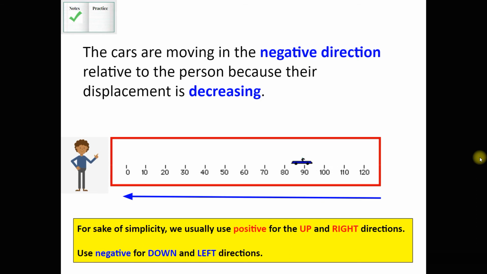Also in your notes, for the sake of simplicity, like I just said a minute ago, we're going to usually use the positive direction as meaning up or to the right. And then the opposite for negative. Negative things are usually down or to the left.